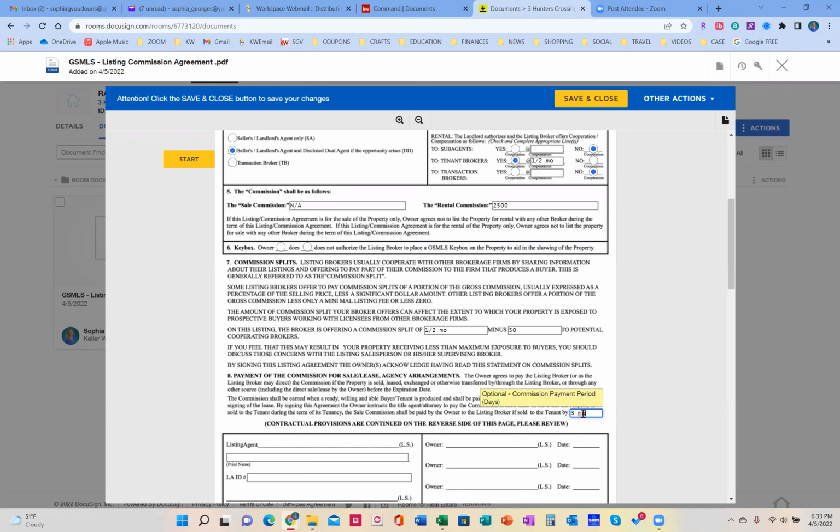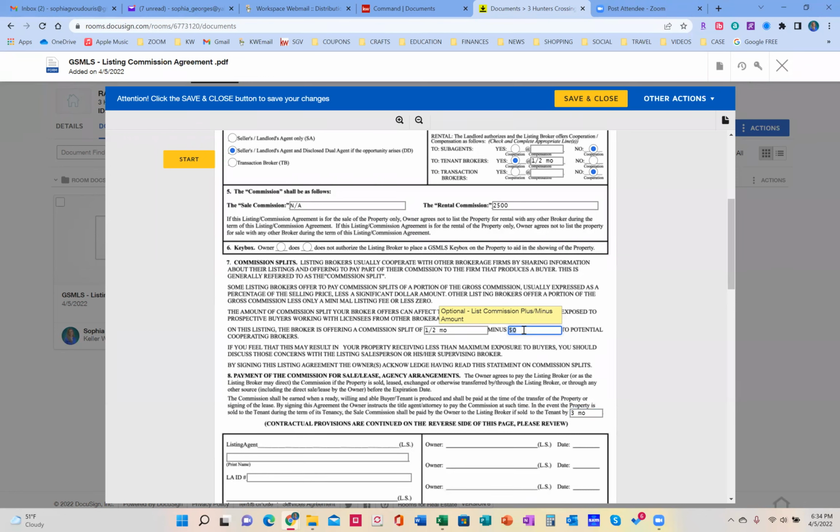Where do you find where you put minus 50 to potential cooperating brokers? This amount is completely arbitrary. You pick whatever you want to put there. This is like your little bonus that you're adding onto the MLS. You'll see minus 50, minus 100, and now people are getting greedy, I'm seeing 150, 200.